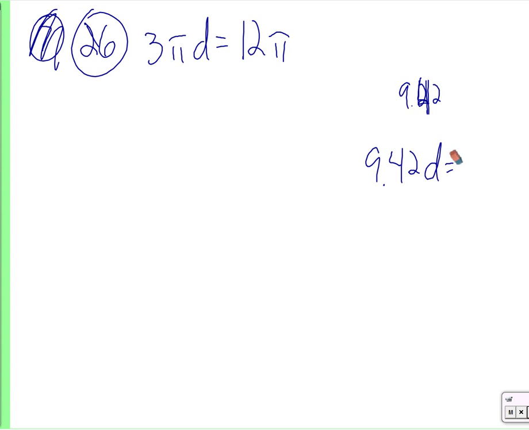Okay, but it doesn't need to be done. You don't have to multiply that out. Because when we have a number times d or x or whatever, we don't want that number times x. What number would we like to have multiplied by d, Aiden? One. We would like a 1 there. So what can I do to that to make that a 1, Aiden?